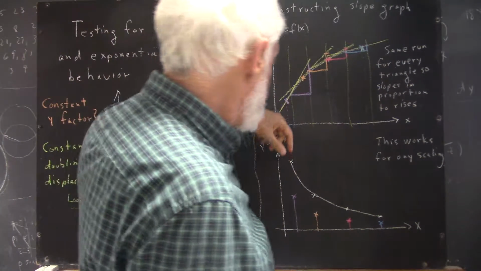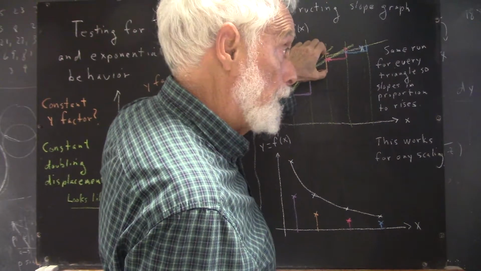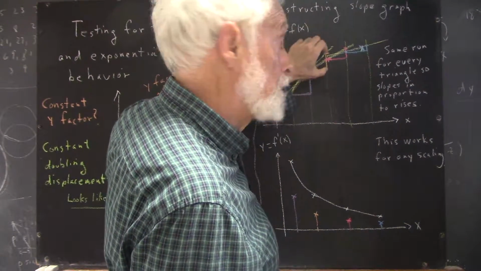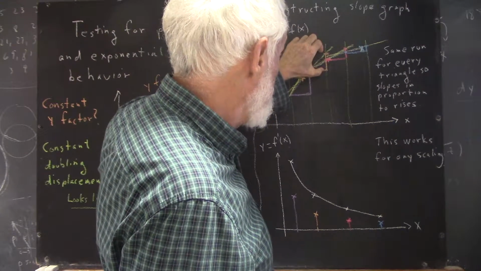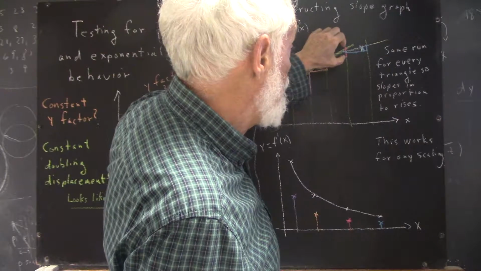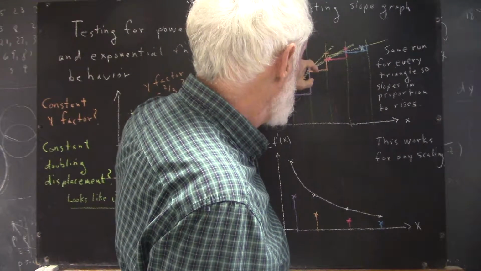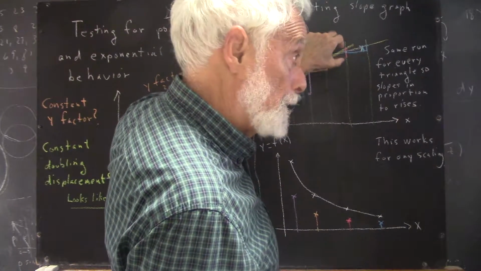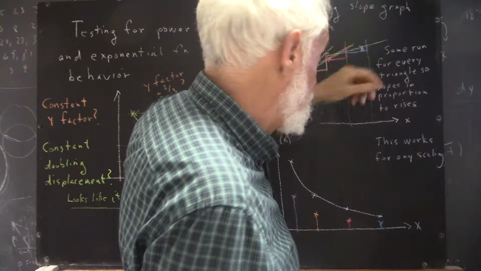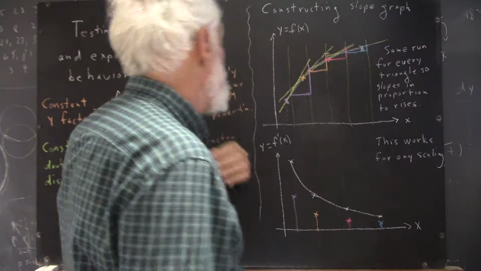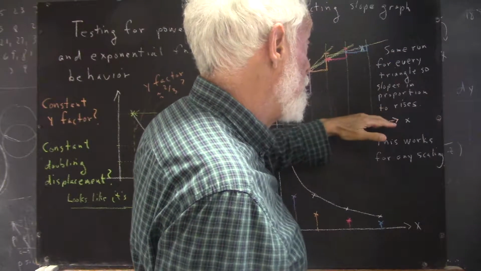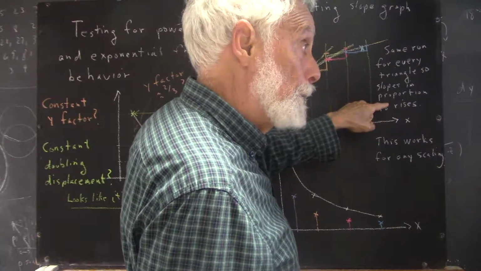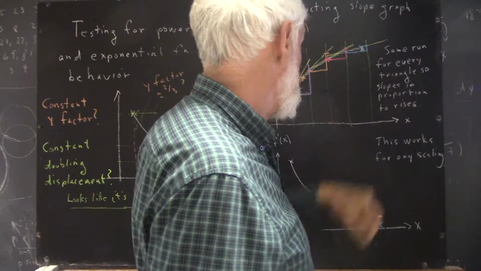So, if this rise is twice this rise, then this slope is twice as great as this slope. And if this rise is 1.7 times this rise, then the slope here will be 1.7 times this slope, and so on. So, having the same run for every triangle, the slopes are in the same proportion as the rises.